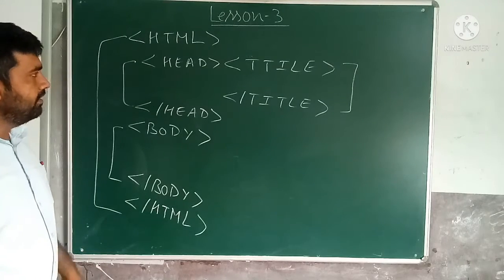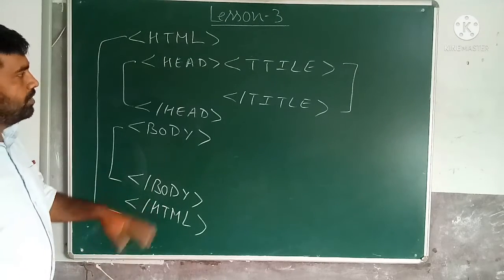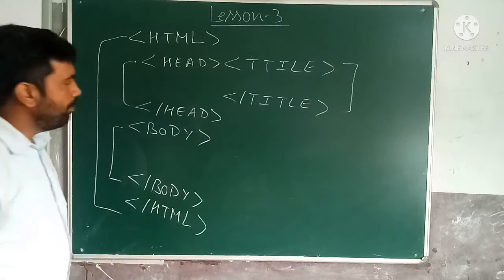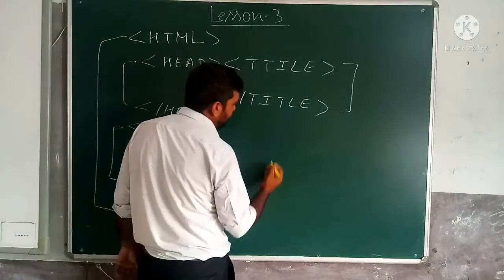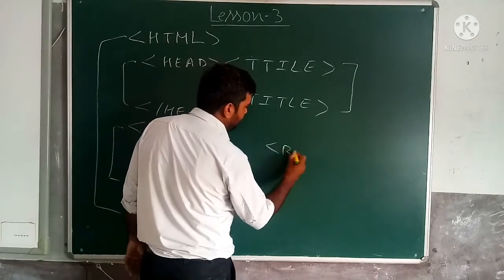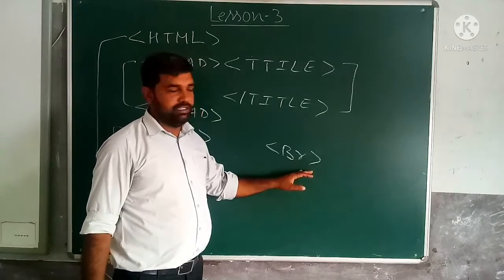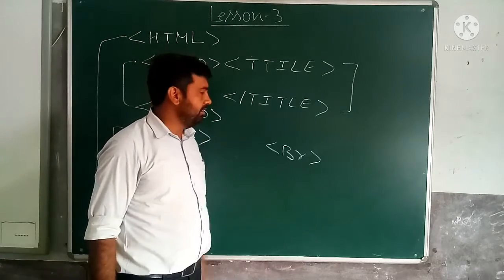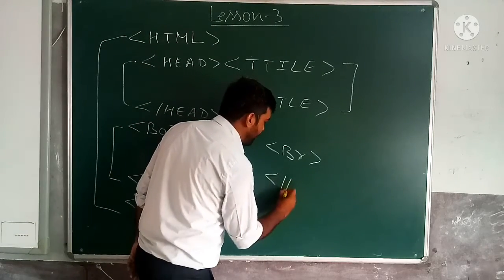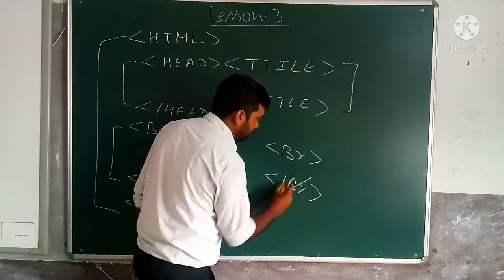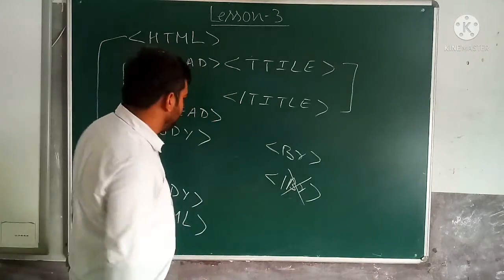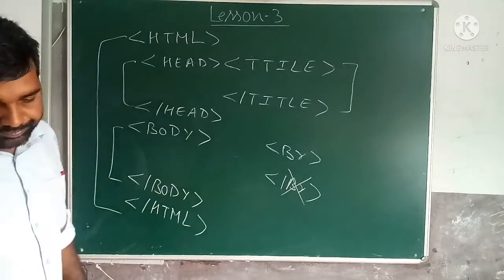Now empty elements have no closing, only opening. For example, there are many tags, like the BR tag. You write it simply to change the line. BR is an empty element. Its close is not needed. Don't write it. No need to write the forward slash BR.